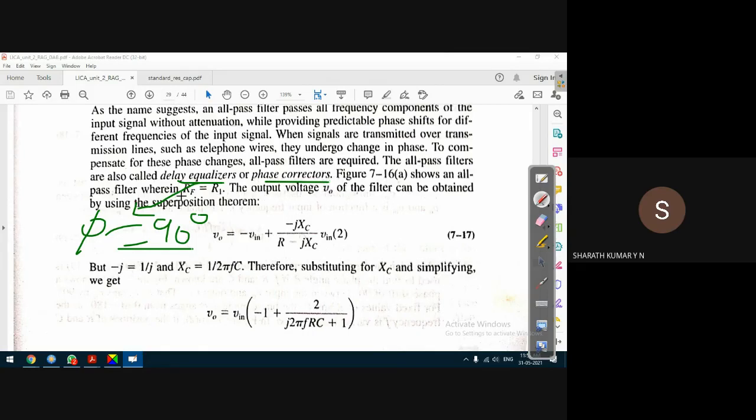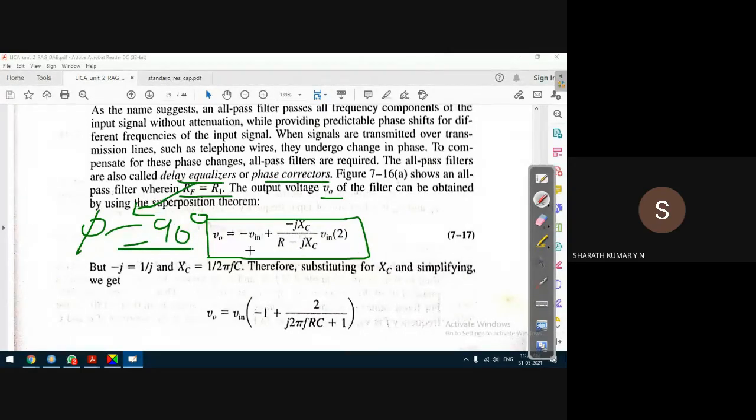This shows an all pass filter with RF equal to R1, so that the voltage gain is equal to 1. So the output voltage V0 of the filter can be obtained using this expression. This derivation is not shown here. It is in the appendix that I have not scanned. I will scan it and share it with you guys. So for timing, let us not go into the derivation. Of course, we need to understand the derivation, but it is not expected here. We need to understand the concept.